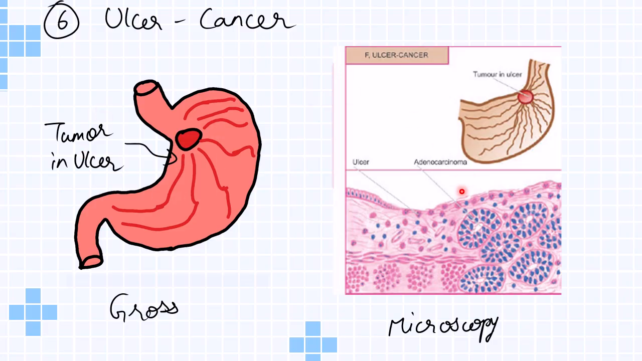Next one, we have microscopy. This microscopic picture is intestinal type gastric adenocarcinoma because it forms glands. Signet ring cells are not the typical finding here. They are characteristic of the diffuse type of gastric carcinoma.